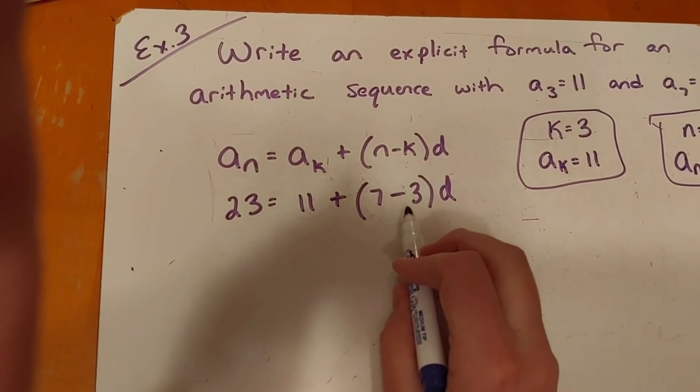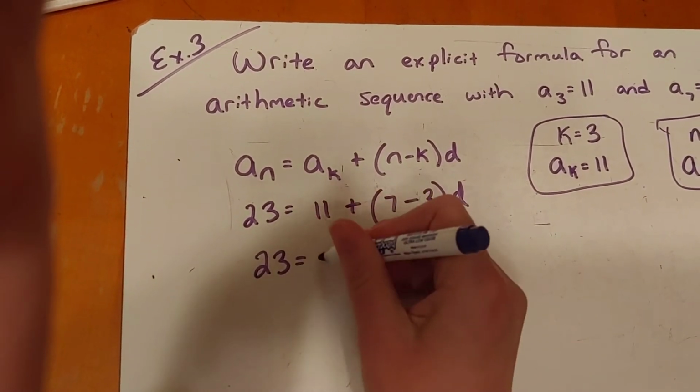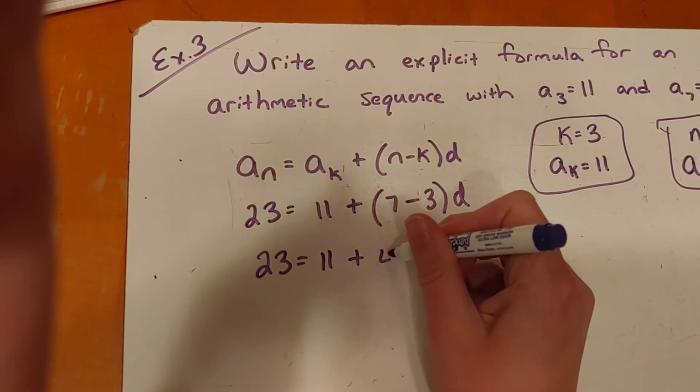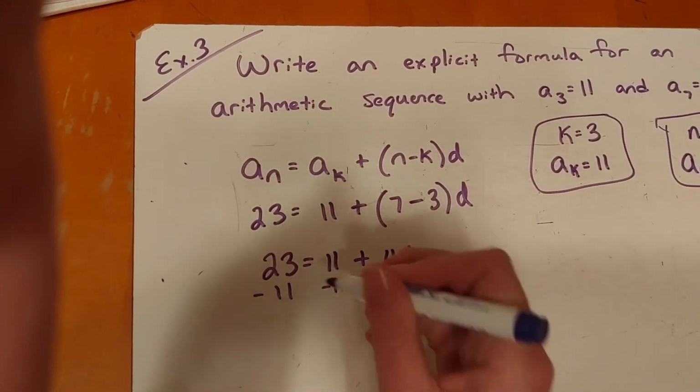Order of operations says I should do my parentheses first. So that's 4. Let's fill that in. 23 equals 11 plus 4D. All right, let's go ahead and solve for D by subtracting 11.